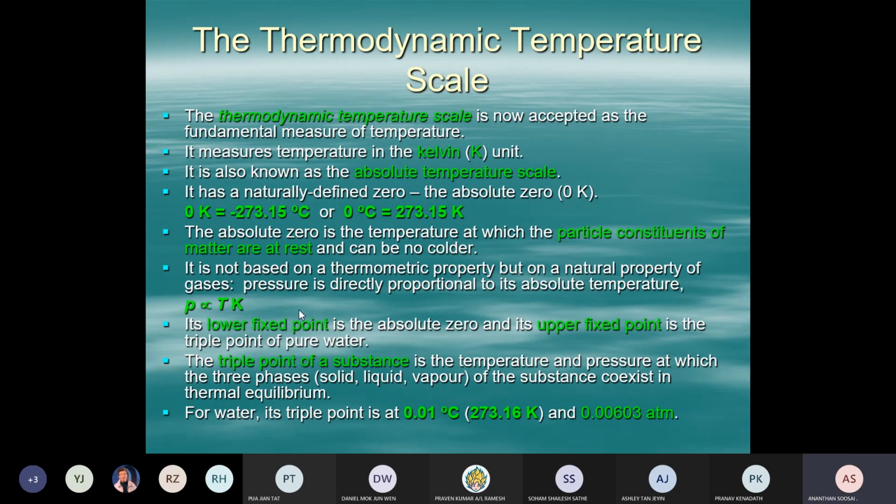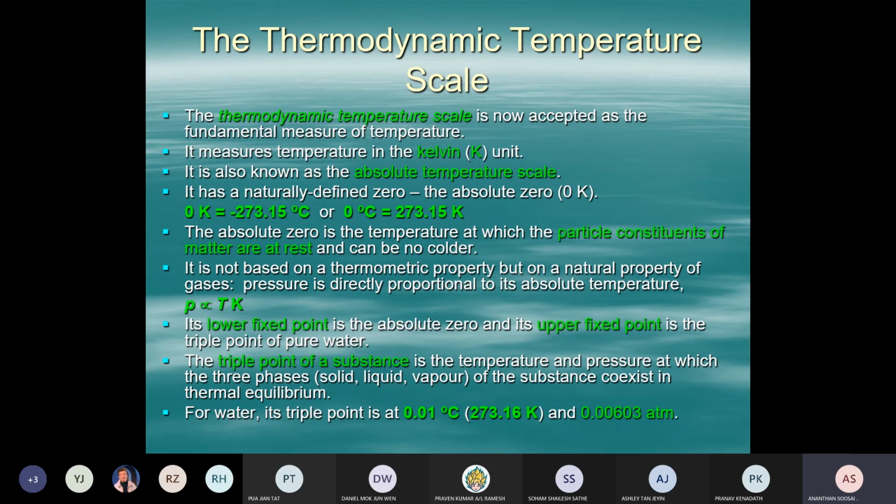Now, the thermodynamic scale, this new scale, is not based on a thermometric property. It's not based on length, it's not based on voltage, not based on resistance. This measurement is based on a natural property of gases. It's based on the ideal gas law. This thermodynamic temperature scale is based on the ideal gas law.